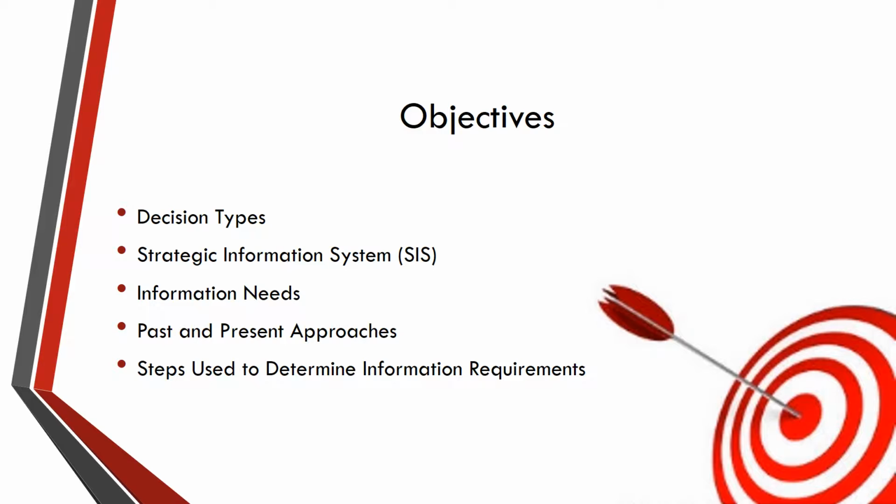Today I'm going to address how information systems could be tailored to serve strategic decisions. In doing so, I will be discussing three types of decisions organizations face, the role of strategic information systems, how to determine information needs, past and present approaches used to determine information needs, and the steps involved in successfully determining information requirements.